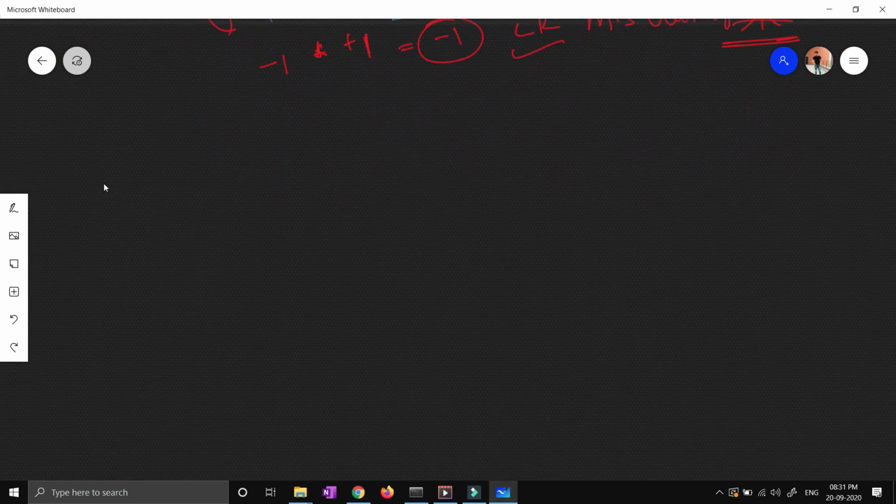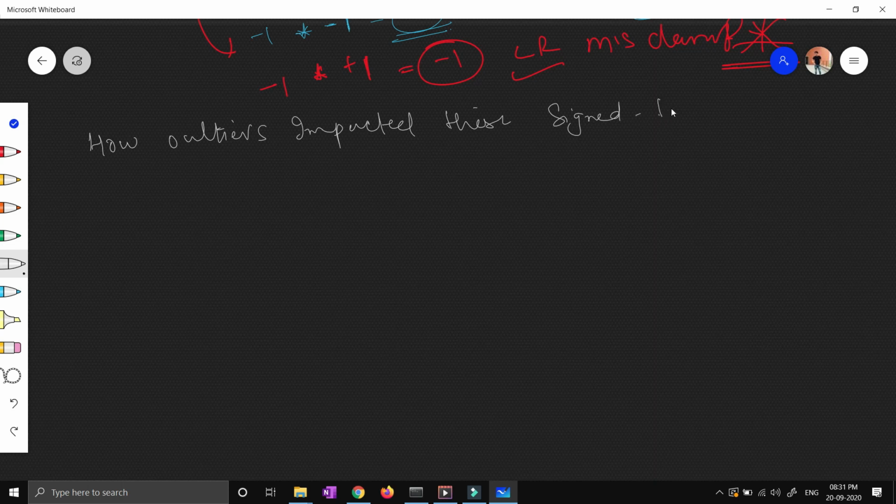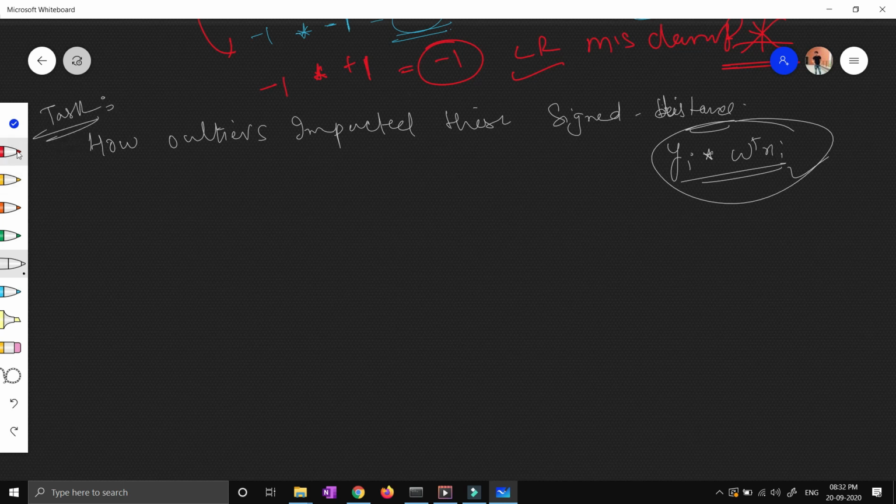So now let me take an example where I'll tell you how outliers impacted this signed term, more precisely the signed distance. What is my signed distance? yi into w transpose xi, where this particular value or signed term will fail. So now this is my task, this is my objective, I have to see.